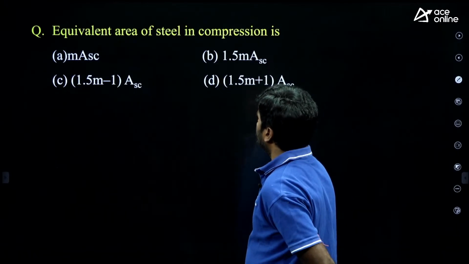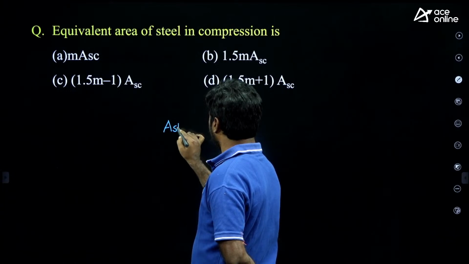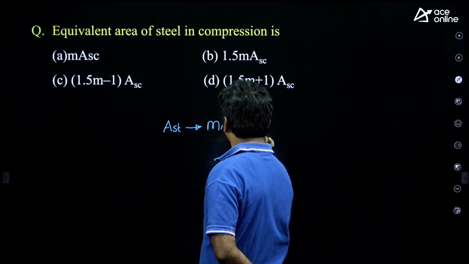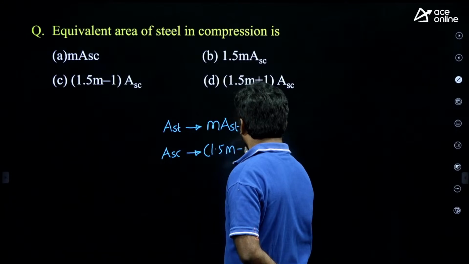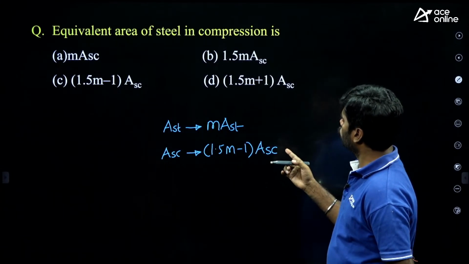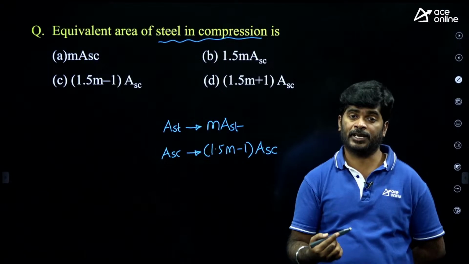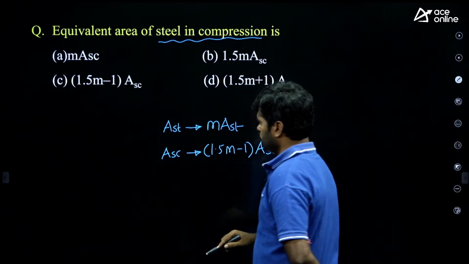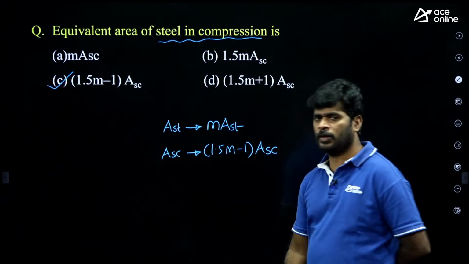Next one. Equivalent area of steel in compression is, my dear, it is a tension steel area. For tension steel area, equivalent area will be M into AST. For compression steel, equivalent area will be 1.5 m minus 1 into ASC. Here, the question is for compression steel, a steel in compression zone. Maybe in exam they may ask steel in tension zone. At that time, equivalent area will be M times AST only. So 1.5 m minus 1 into ASC, option C. Option C is correct. Next one.